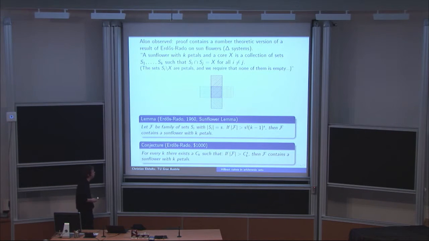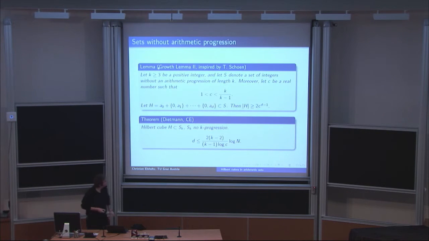But Alon said, well, don't worry, because there's this $1,000 conjecture saying you could actually improve this bound to a constant to the S. So then you would actually get what you want, this double logarithmic bound. So now you have a choice to make. What do you do? Either you say that's the end of the story, or you prove this $1,000 conjecture, or you do something else, and that's what we did.